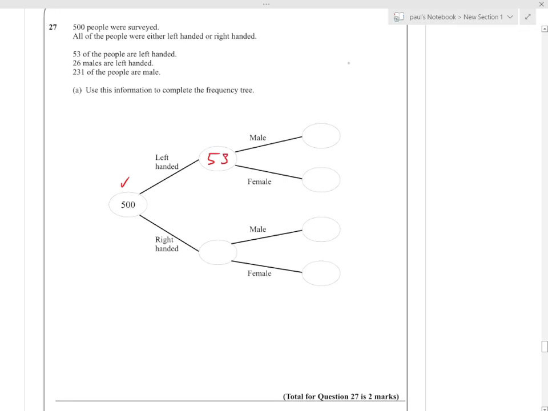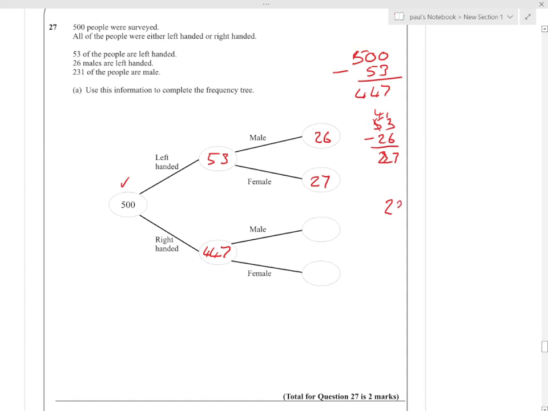So the right-handed people are 500 minus 53, which is 447. 26 males are left-handed, so here's all the left-handed people. 53 minus 26 is 27, so 27 must be female. And 231 of the people are male.